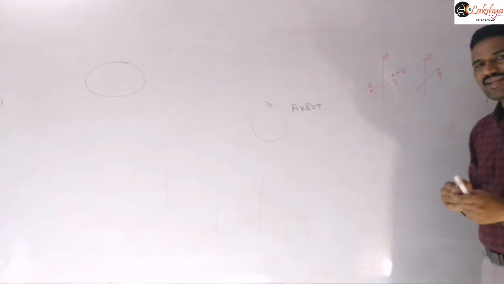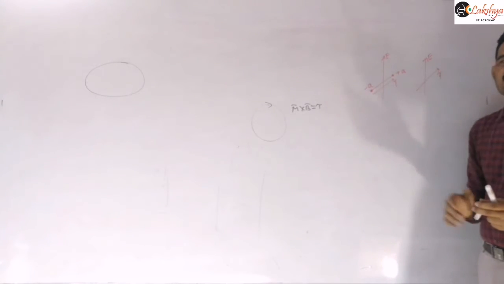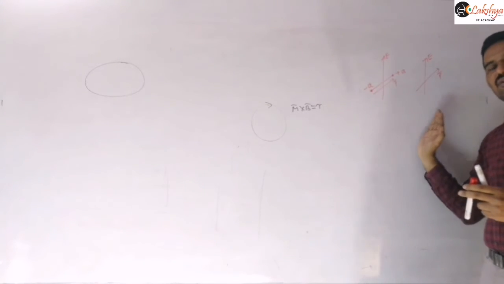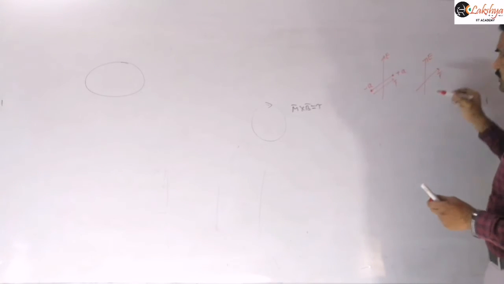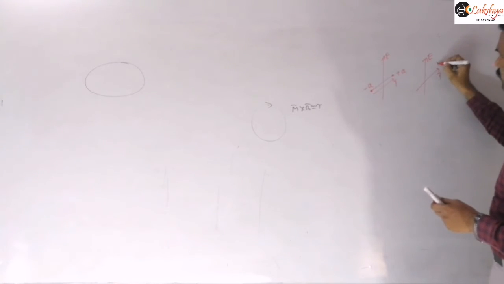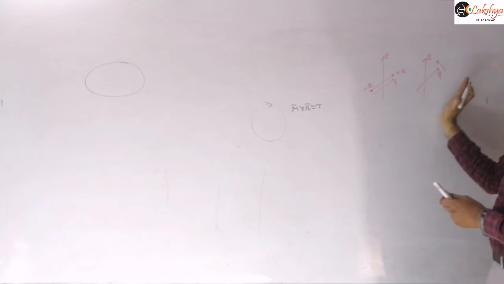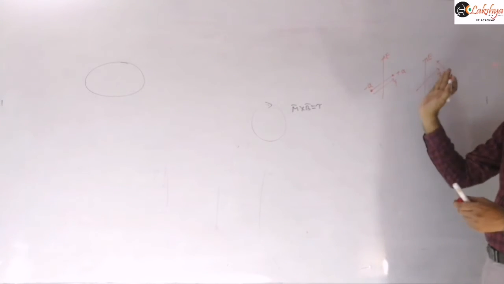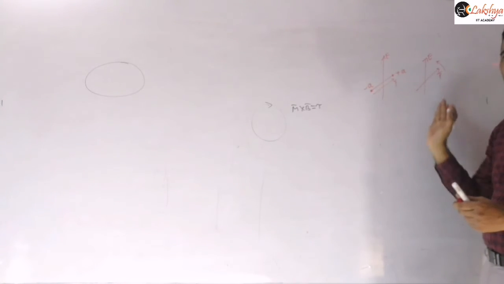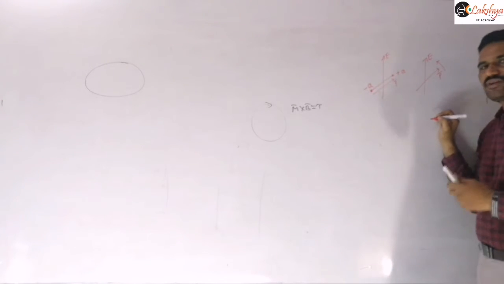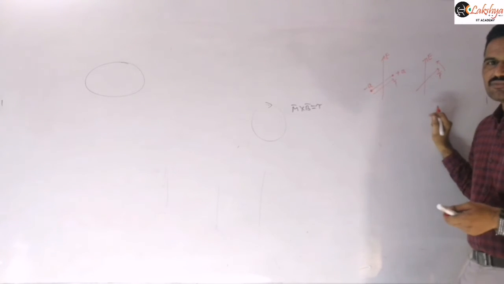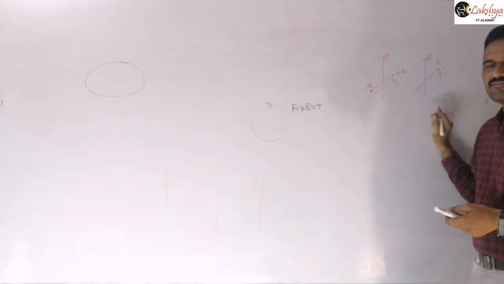So then what will happen is some torque acts on this dipole here, and that torque will turn the dipole into the direction of the electric field. What does the torque do? It turns the dipole into the direction of the electric field. Once it turns into the direction of the electric field, the torque will become zero.